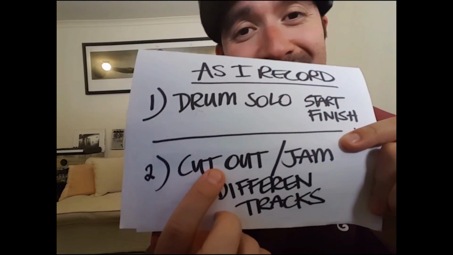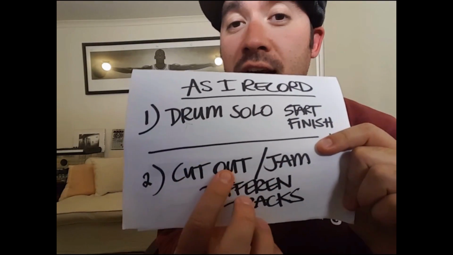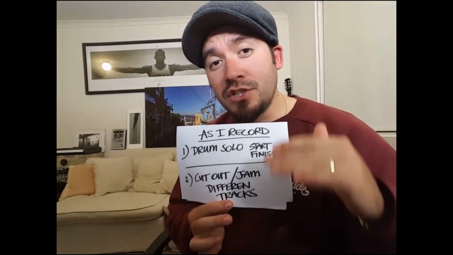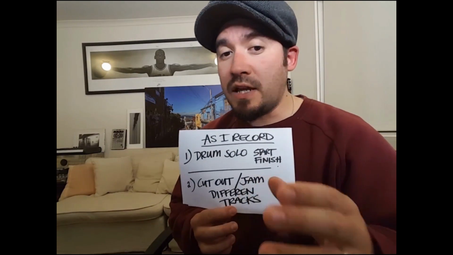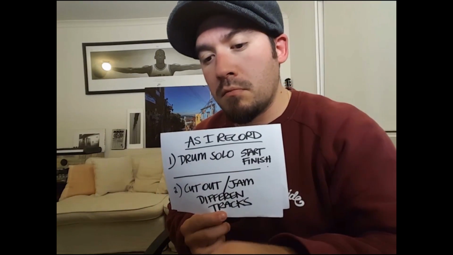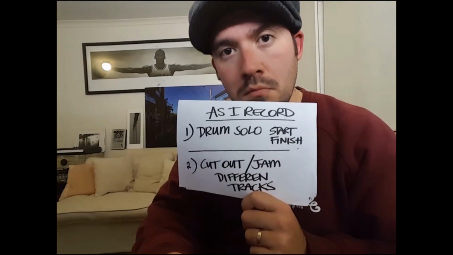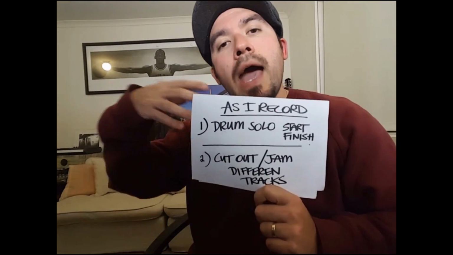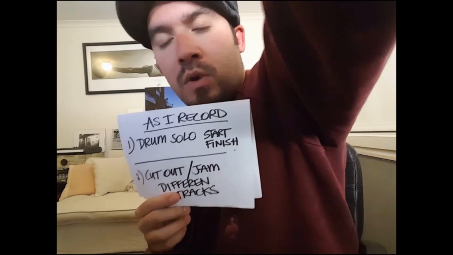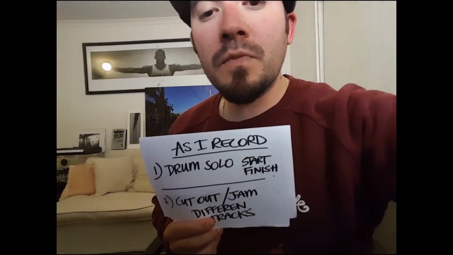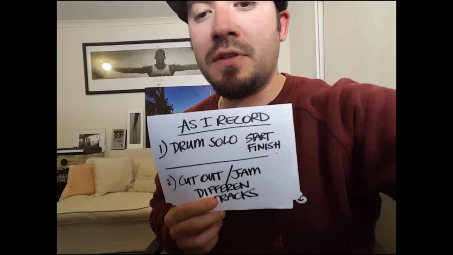Number two is cut out and jam your different tracks. Meaning, as the tracks are playing, the ones that you're recording, say for example, the drums, I go to my snare, add to it, jam with it. I'll be flicking through my snare, through my low pass, right? Let me go to my low pass. Just listen out to this, right? Hear the low pass?